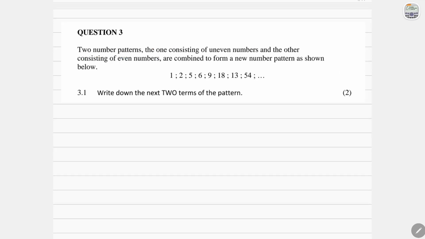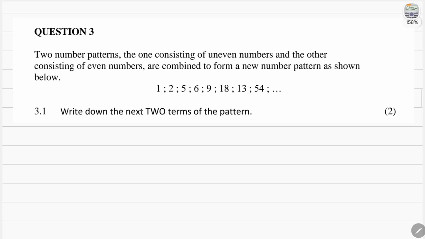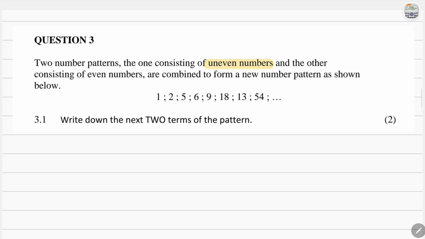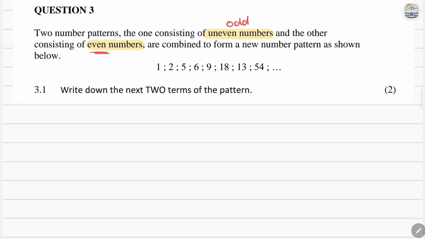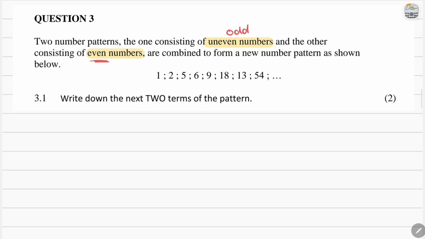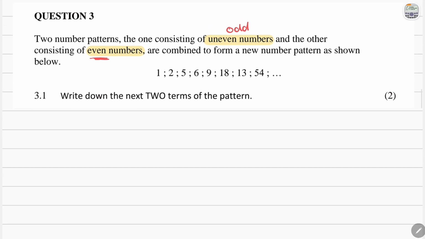Question 3 says two number patterns, the one consisting of uneven numbers. Honestly, they should have just said odd numbers. And the other consisting of even numbers. Okay, so we know that one pattern has odd numbers and the other one has even numbers. So they are combined to form a new number pattern as shown below. Okay, they were really nice to tell you at least, because normally in grade 12, they don't state these things.